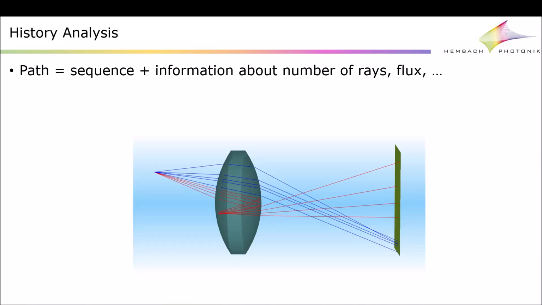This is the fifth video of the tutorial about history analysis in RJ1. In this video we will learn how to get the rays for a given path and how to get the path for a given ray.